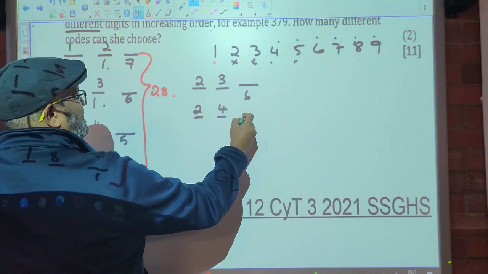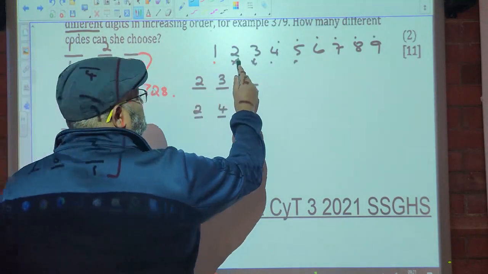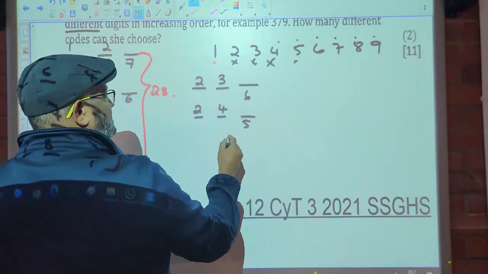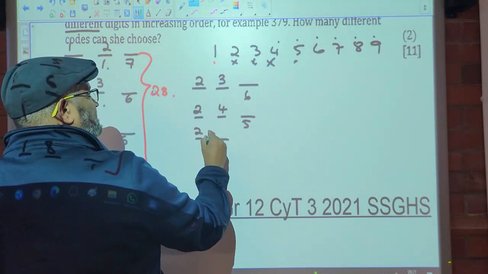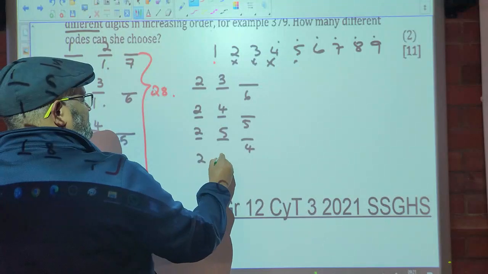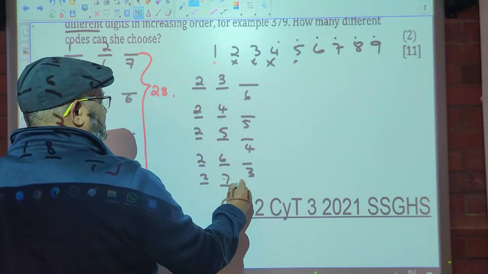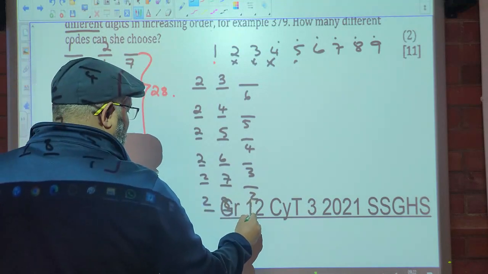2, 4 and the number. So you go 2, 4. So it's 1, 2, 3, 4, 5 options. So the next one is going to be 2, 5 and 4 options. 2, 6 and 3 options. 2, 7 and 2 options. 2, 8 and 1 option.